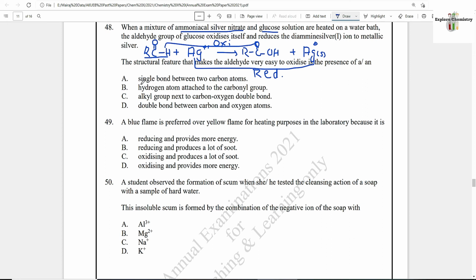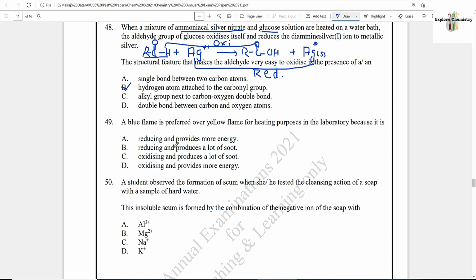Let's check the options. Single bond between 2 carbon atoms. This is the single bond between 2 carbon atoms. No, here no reaction is taking place. This part is present in the product as it is. Hydrogen atom attached to the carbonyl group. Yes, the hydrogen atom is attached to the carbonyl group. This is known as the carbonyl group, C double bond O. So hydrogen is changed to OH. Alkyl group next to the carbon-oxygen double bond, alkyl group R, is also present as it is. Double bond between carbon and oxygen atom, this bond is present as it is. Only there will the change come. So option B is the answer.